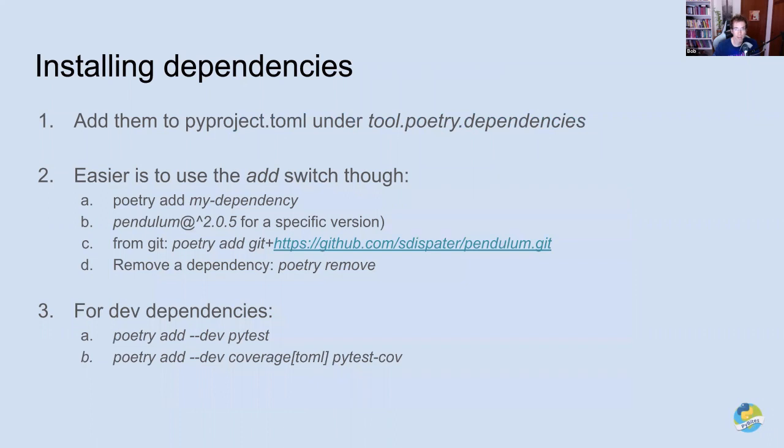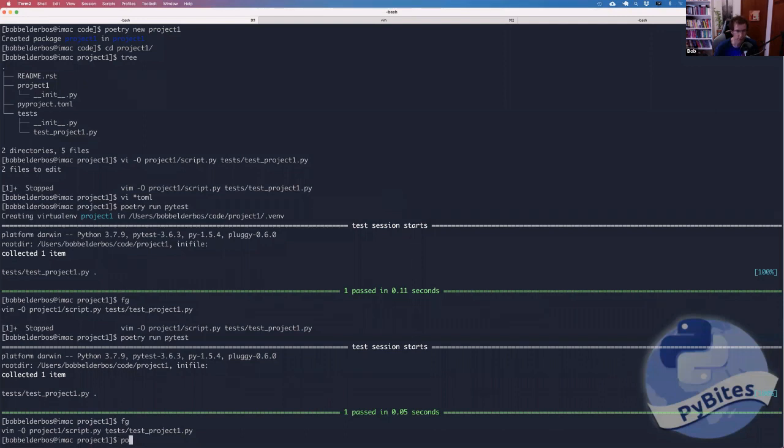So to add dependencies, you don't need to use pip. You can just do poetry add dependency. And you can specify a specific version with the caret. You can also add it from GitHub. You can remove dependencies, and to add dev dependencies, you can use the --dev or -D. So back to my terminal, we can poetry add requests.